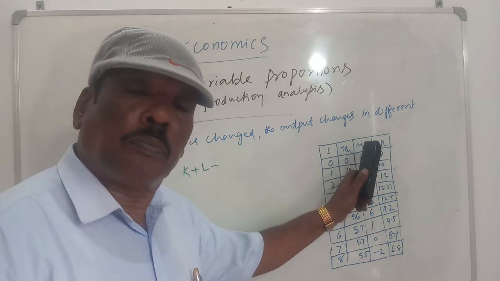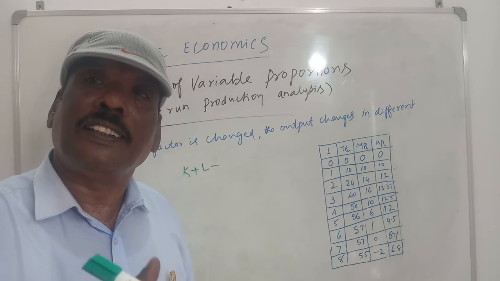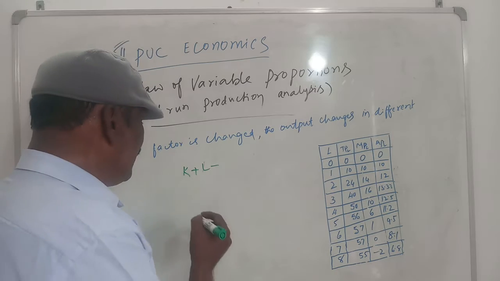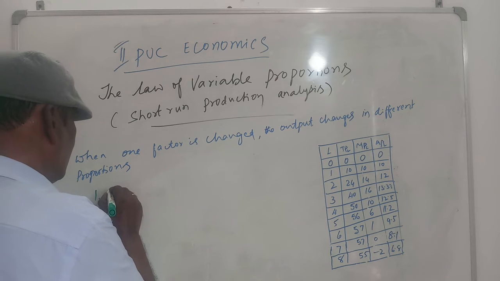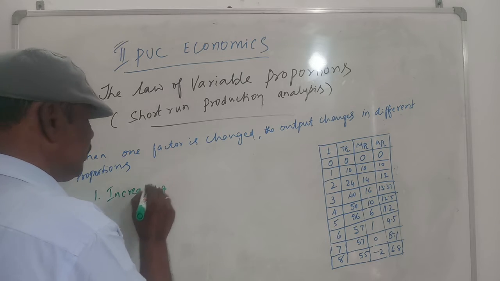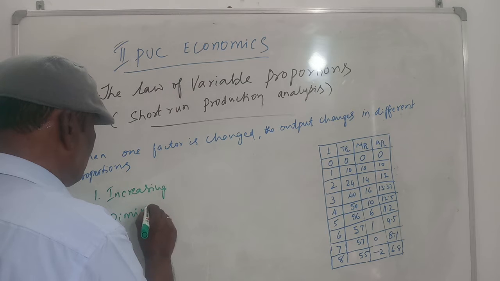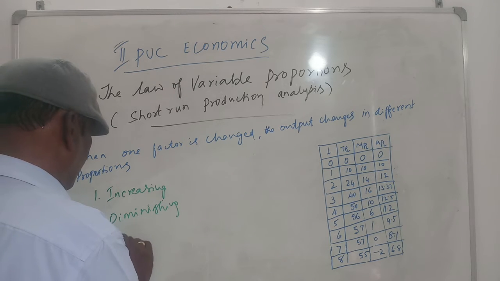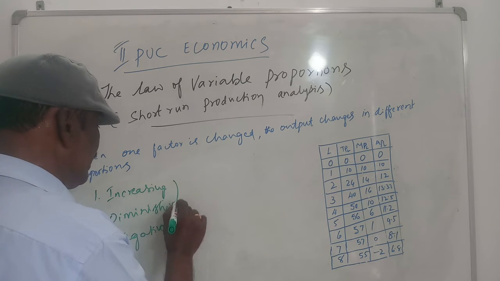Marginal product increases in the beginning, and then it diminishes, and then it becomes negative. So 3 stages. Number 1, increasing returns. Number 2, diminishing. Number 3, negative. 3 stages are there.